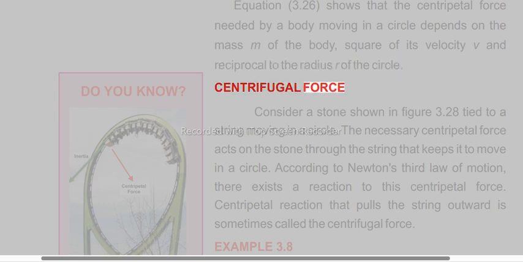Centrifugal force. Consider a stone shown in figure 3.28 tied to a string moving in a circle. The necessary centripetal force acts on the stone through the string that keeps it moving in a circle. According to Newton's third law of motion, there exists a reaction to this centripetal force. The centripetal reaction that pulls the string outward is sometimes called the centrifugal force.